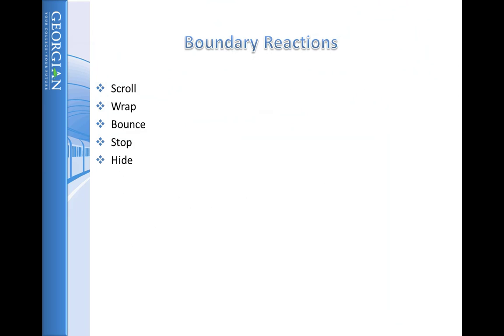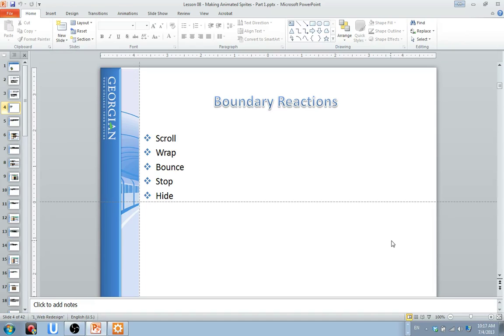Okay. So let's talk about boundary reactions a little bit. There's a few different kinds of wraps and scrolls and so on that we can do. So again, one of them is the scroll, right? When you get to the boundary, it scrolls. When your sprite moves to the boundary, it wraps. In other words, it comes in one side of the screen and then wraps back to the other side. What does that mean? So let's look at that.